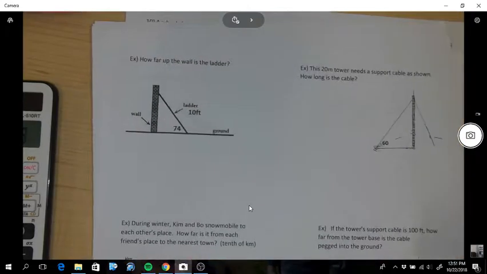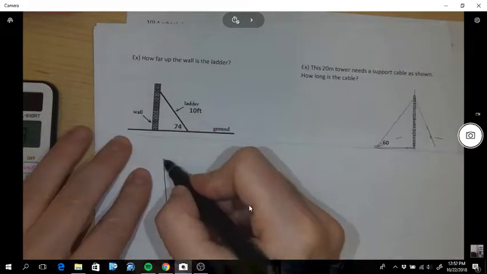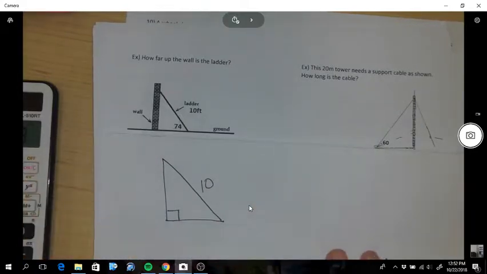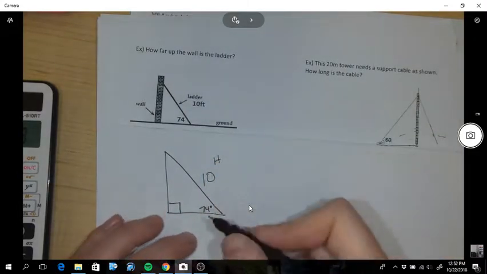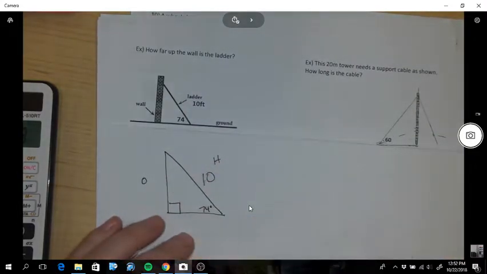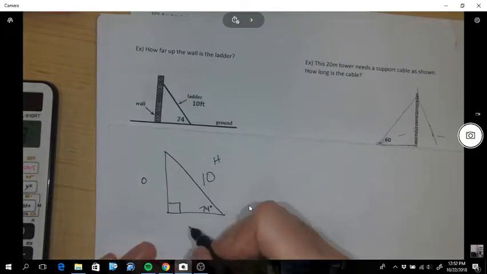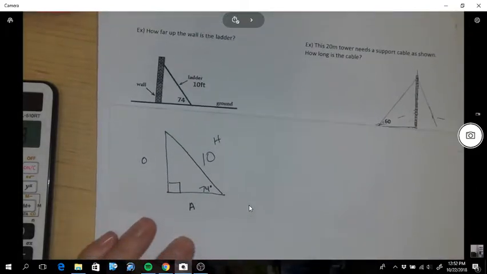Example 1. How far up the wall is the ladder? So, here's my triangle. I know my ladder is 10. I know that it's going to have a ground and a wall making 90 degrees. And I know 74 degrees. So you start with giving me O, A, and H. Here's my H. This is the across, the opposite. And then this is the adjacent, beside the angle.